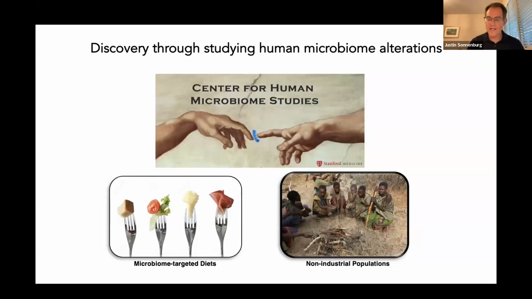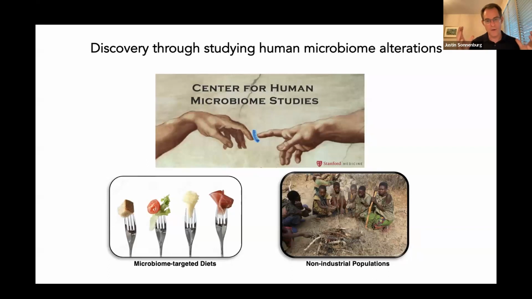So we have started at Stanford the Center for Human Microbiome Studies, and this was with the recognition that we really needed to start studying humans rather than studying microbes in the lab or using mouse models. We really needed to start developing humans as an experimental system for understanding how the microbiome can impact our health.